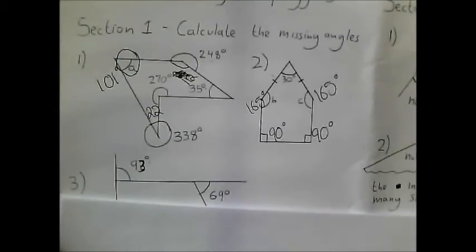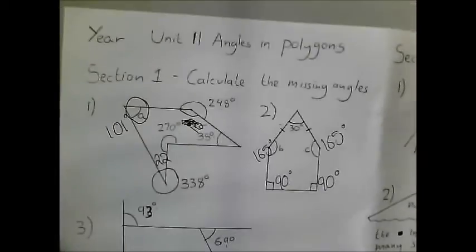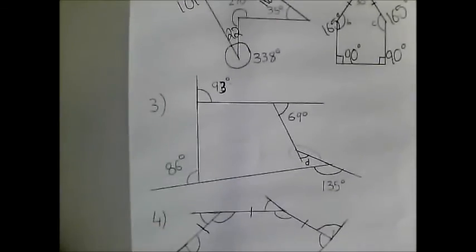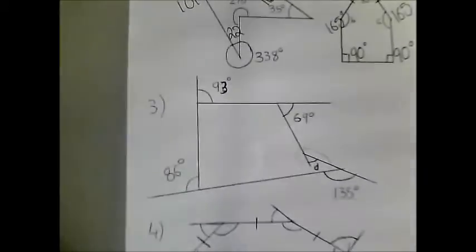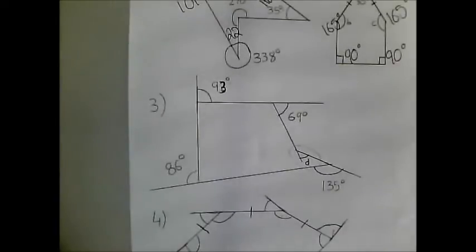Let's do 383 take away 360. That's it. What's the answer? 23. So that internal angle is 23 degrees. It's 23, not 36.